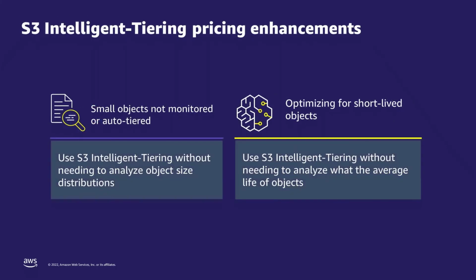In addition, I also want to call attention to two changes and optimizations that are delivering additional cost savings for our customers. First, any objects that are smaller than 128 kilobytes are not eligible for auto tiering and are no longer monitored or charged. Second, Intelligent Tiering no longer has a minimum storage duration period. What that means is that any objects that you delete within 30 days will no longer incur any early delete charges. The reason we did this is that many of our customers told us they want to use S3 Intelligent Tiering as their default storage class without needing to analyze their object size or object life distribution of their data.